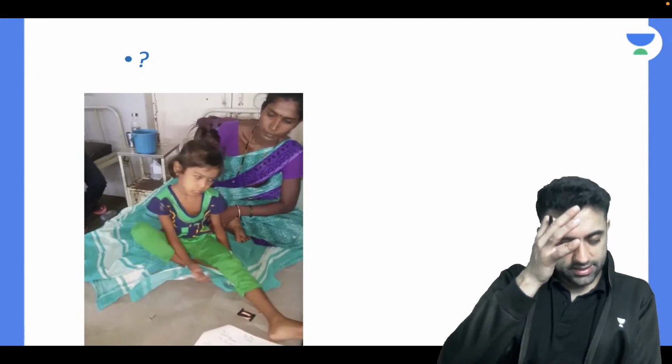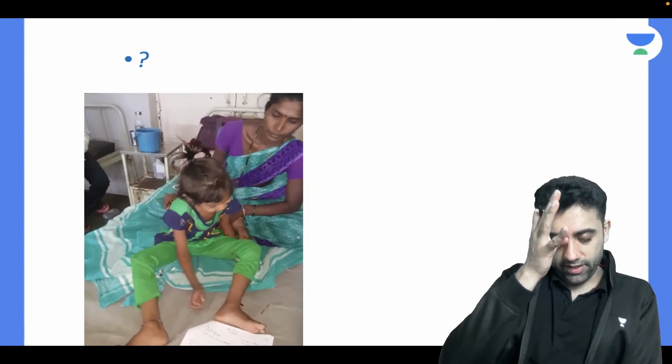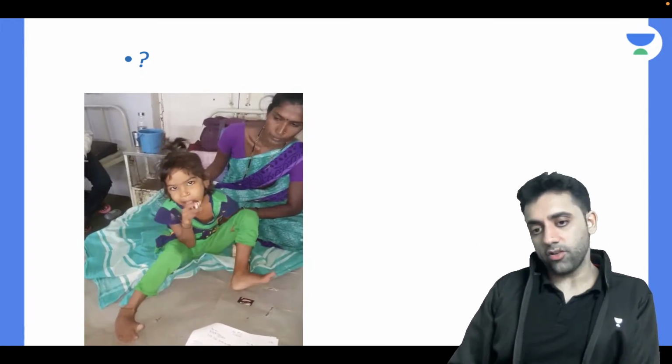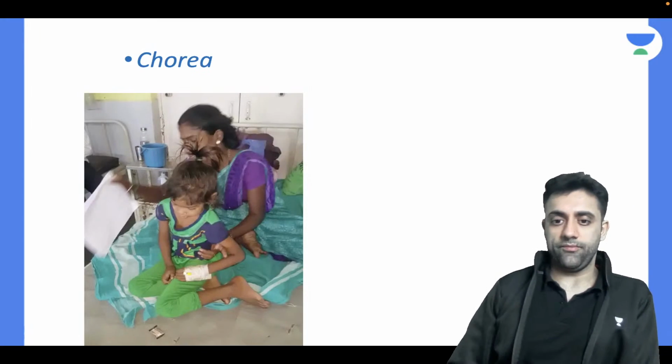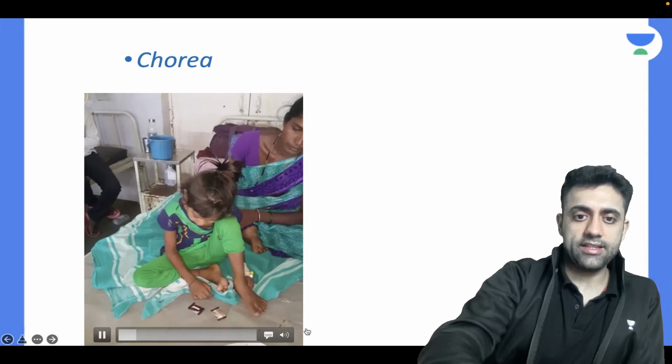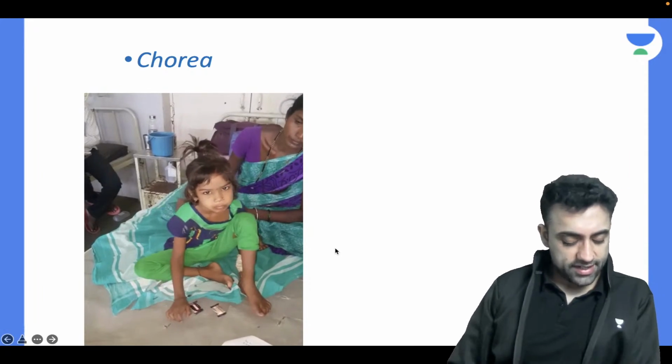Any random guesses? Is the child playing or having a seizure or what? What is this? Very good. This child is having chorea. This is known as chorea. Very importantly, this child is suffering from chorea.